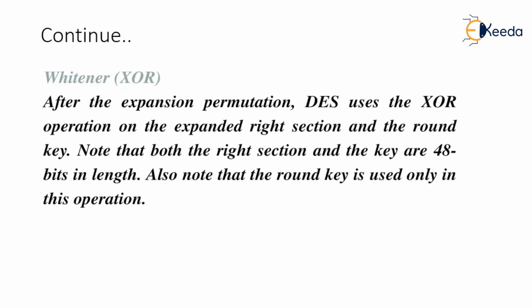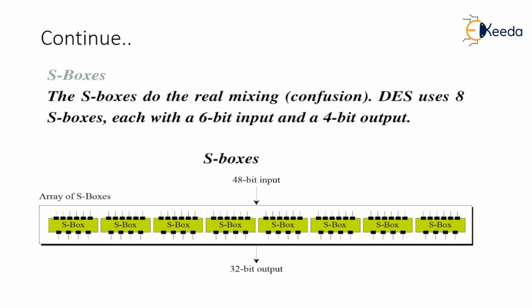After the expansion permutation, DES uses the XOR operation on the expanded right section and the round key. Note that both the right section and the key are 48 bits in length. Also note that the round key is used only in this operation, that means only in the first round. The S boxes do the real mixing, that is nothing but the confusion. We have already seen the concept of confusion and diffusion in the previous lecture.